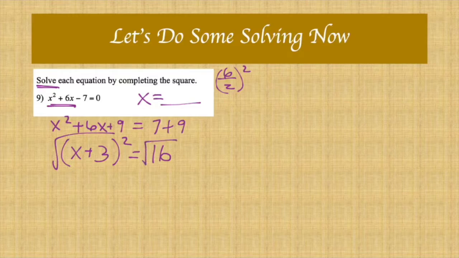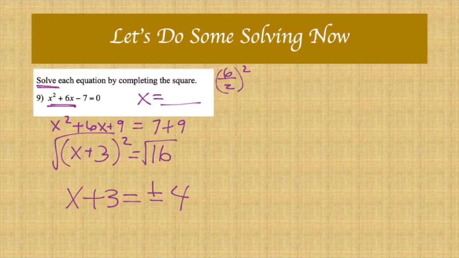When I square root something squared, what happens? It cancels, and I'm just left with x plus 3. When I square root something with a number on both sides, what do I absolutely have to make sure I write down? Oh, plus or minus. Plus or minus. What is the square root of 16? 4. Plus or minus 4. Exactly right. Plus or minus 4.